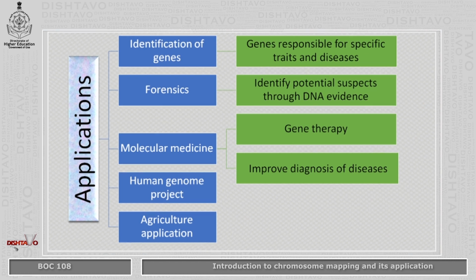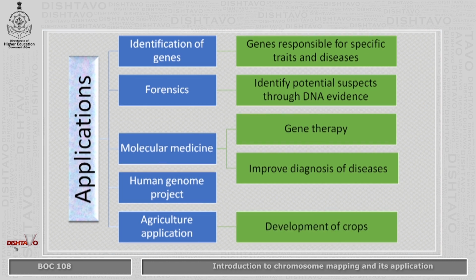Agricultural application. Chromosome maps in agricultural applications help to produce good crops with good traits, that is, increased production or even nutritive crops.